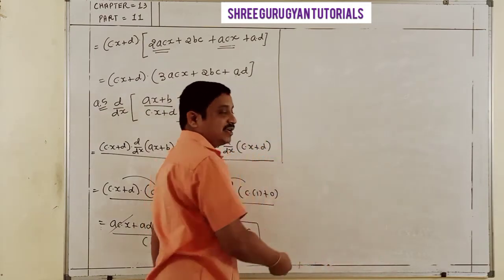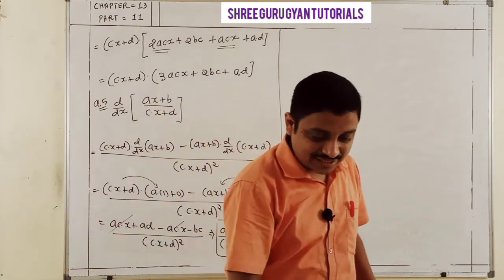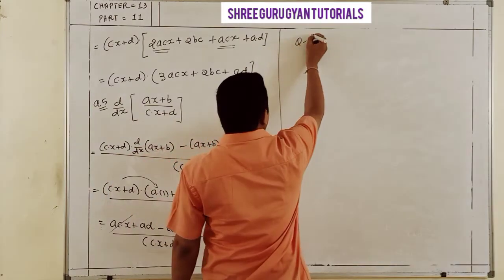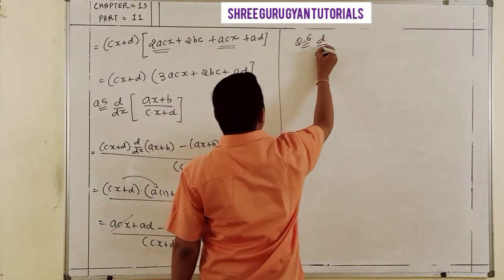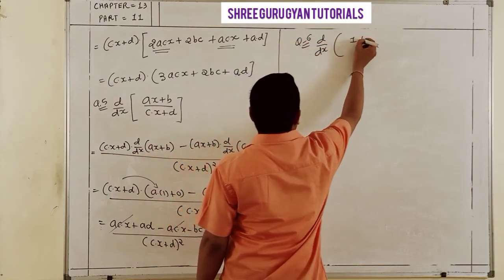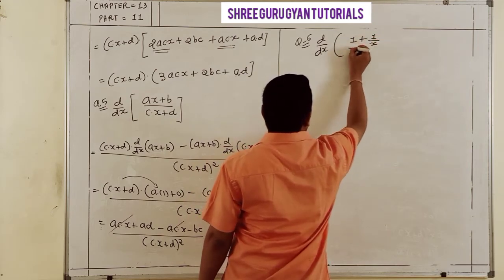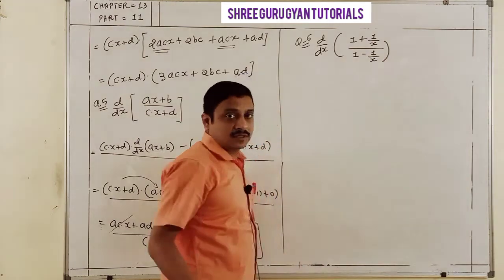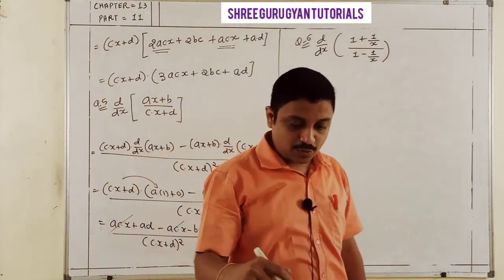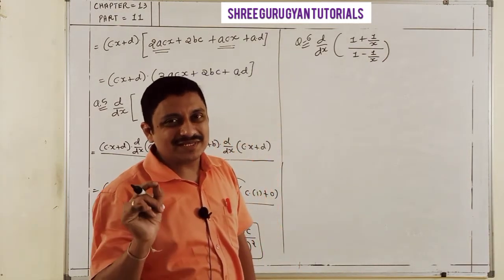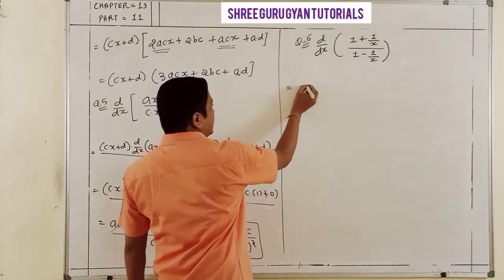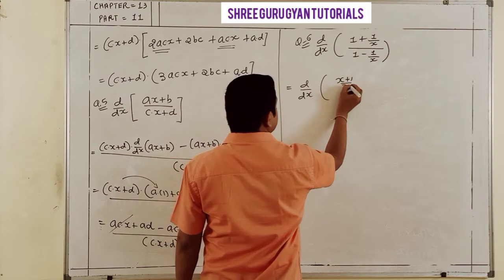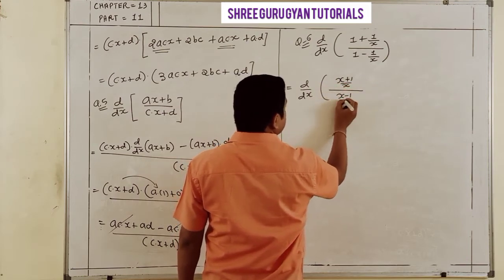Students, now coming to the bigger numericals. Yes, 6 is also one of the short sums, don't worry. d/dx of (1 plus 1 by x) upon (1 minus 1 by x). Simple, take the LCM. So d/dx of (x plus 1 by x) upon (x minus 1 by x).